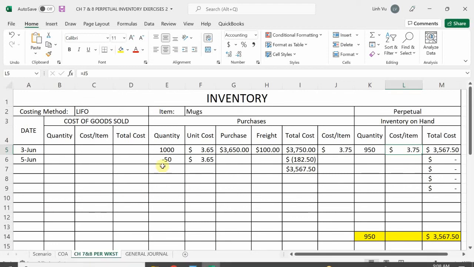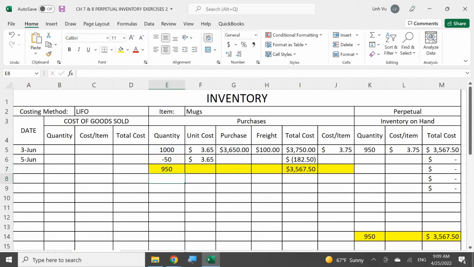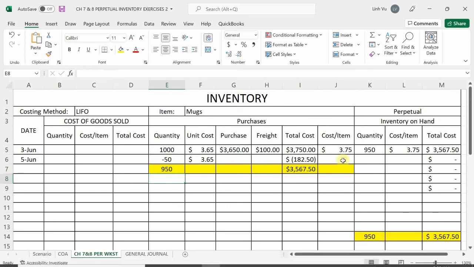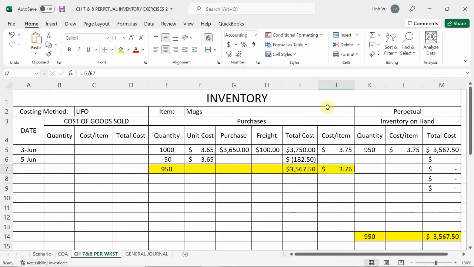And now I need to figure out what my new average cost is, because that's what's going to give me my true amount. So I have 950 units at a total cost of $3,567.50, and you need to figure out what that cost per item is, because you need to adjust for the amount of freight that you spread across the items that you have. I need to recalculate this because I no longer have 50 of those mugs anymore, and it's going to cost me $182.50 less. So the cost per unit is $3.75526.